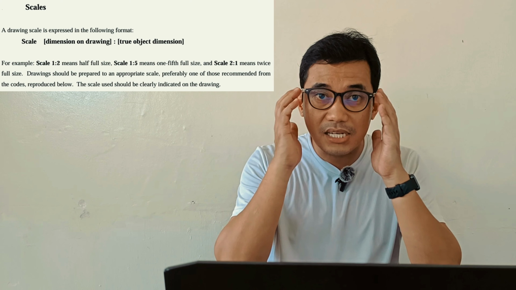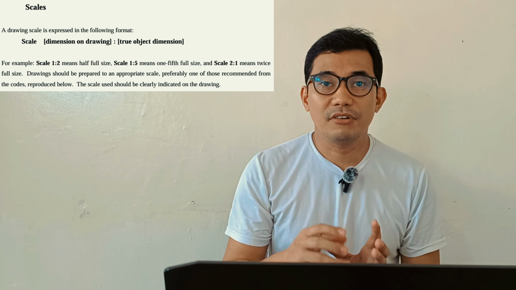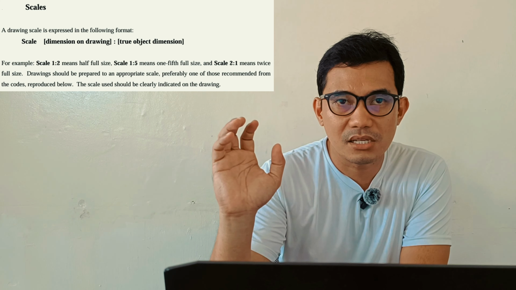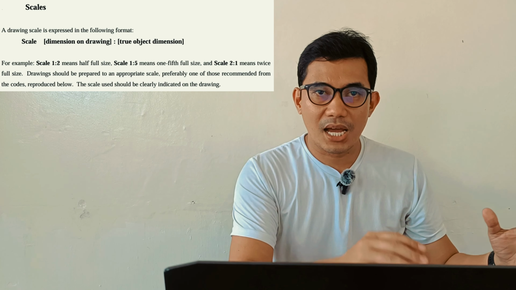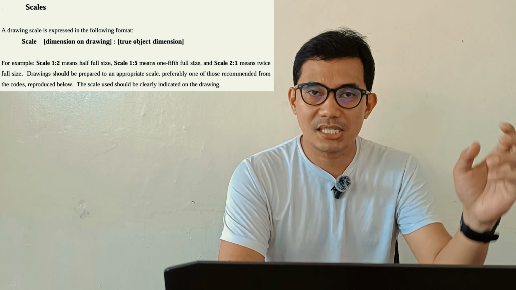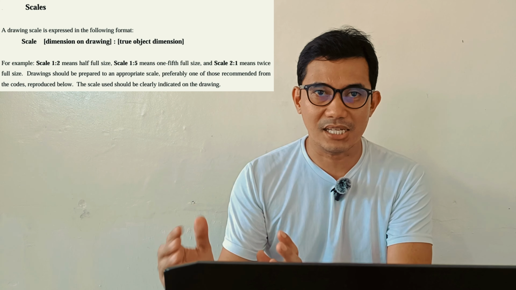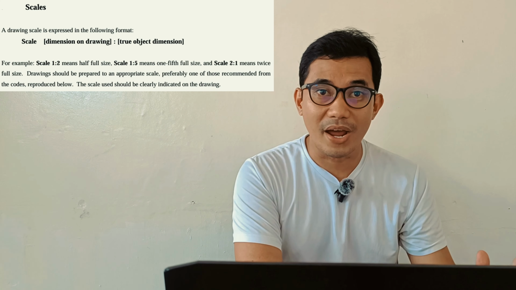Let's say, for example, the scale is 1:2, so that means half full size. Let's say, for example, the true object dimension is 2 meters. Pag abot sa imong papel, ang dimension na ana niya is 1 meter, but since the scale is 1:2, ma-present niya po nimo siya sa iyang actual nga sukod, pero naka-scale lang siya of 1:2.